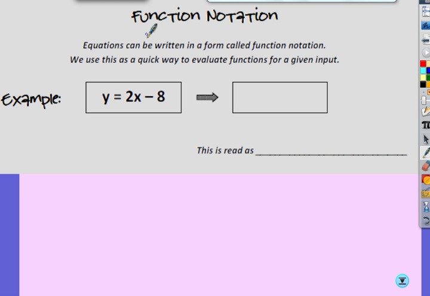Function notation. Equations can be written in a form called function notation. We use this as a quick way to evaluate functions for a given input. Example, y equals 2x minus 8. We will write this as the following.